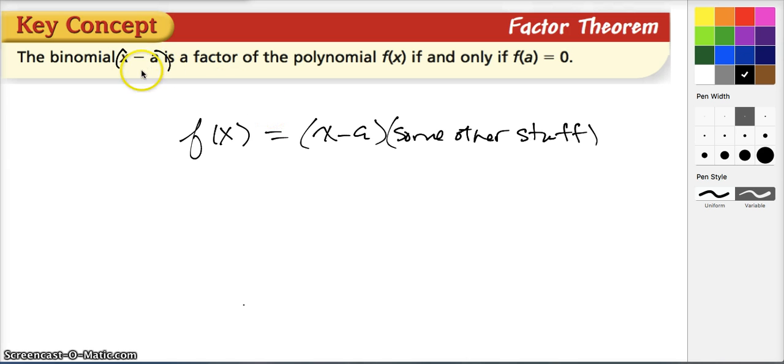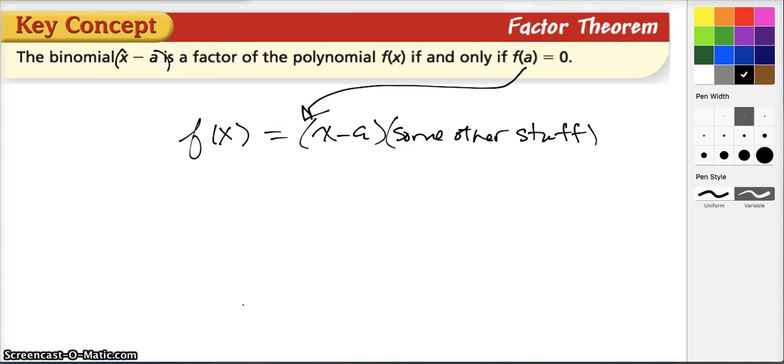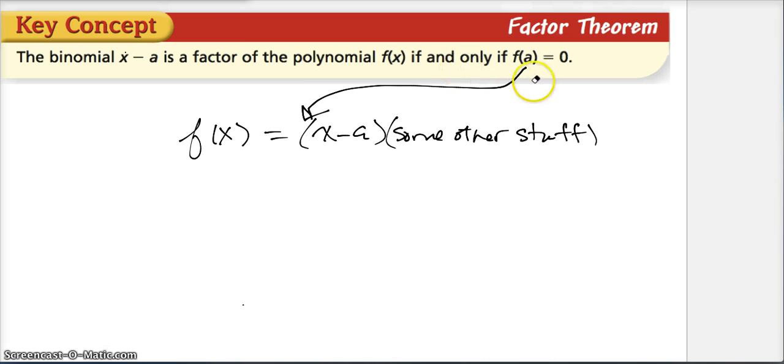This can only be true. x minus a can only be a factor if when I plug a into f of x, the whole thing ends up being 0, which makes sense. Because if I put a into this part of the function, they cancel out. Boom, I got 0. The other stuff doesn't matter. So this is the factor theorem, and it is wise to memorize it and make sure you understand.